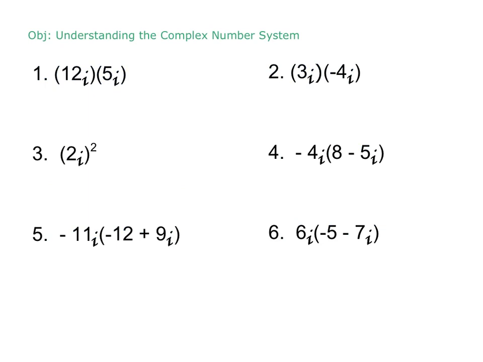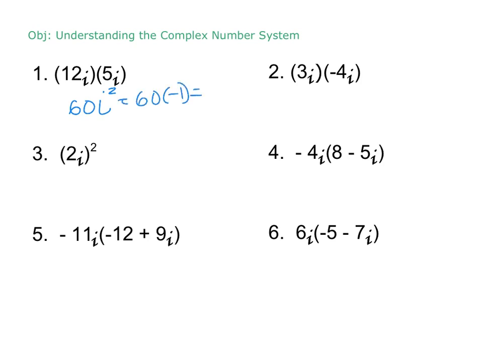All right. Go through. This is literally just distributing and then substitution. So I'm going to do the first one, and then you're going to do the rest. So 12i times 5i. Think of the i as like an x. So 12 times 5 is 60i squared. But what's i squared equal to? i squared is negative 1.